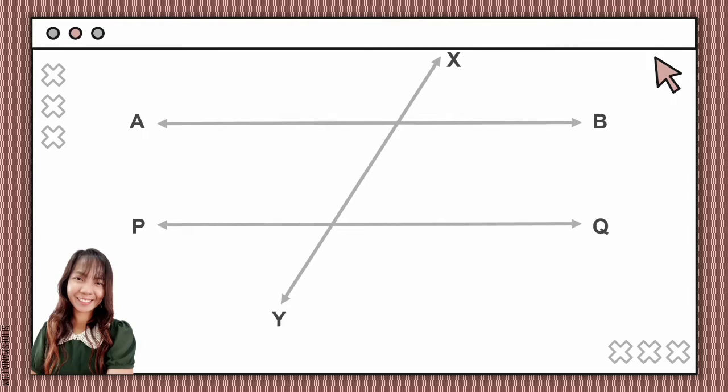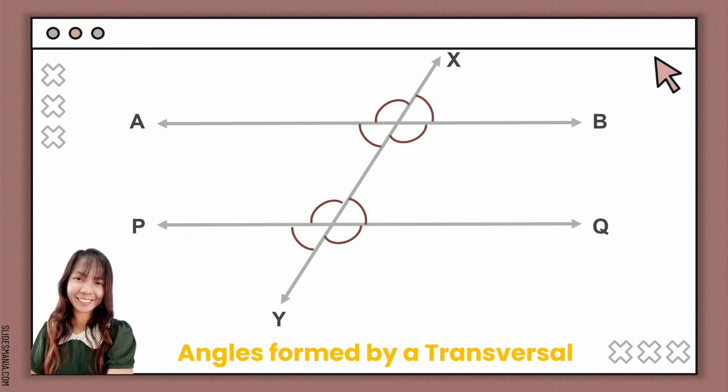Next. When the transversal crosses the parallel lines, it forms angles. So an angle here, another angle, another one, and the other angles. Alright, so this is all about angles formed by a transversal.